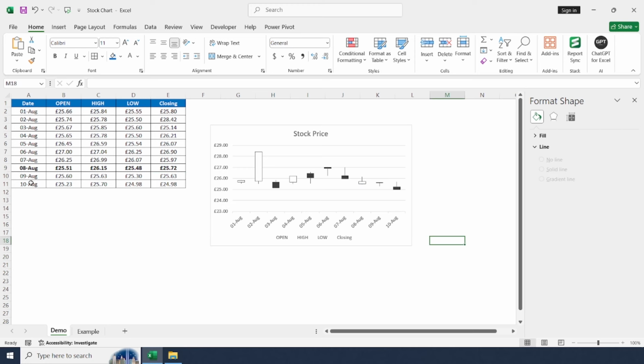On the other hand, as per the 10th August data, the closing value is less than the opening value of the stock. So the box extends downwards, from £25.23 to £24.98. And the chart indicates this depreciation using a filled box.